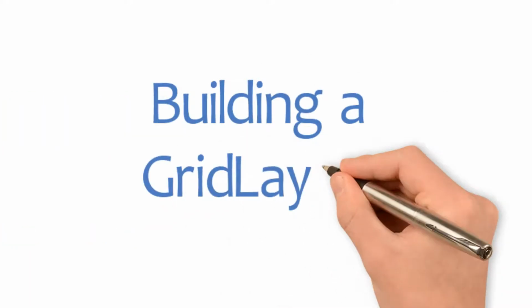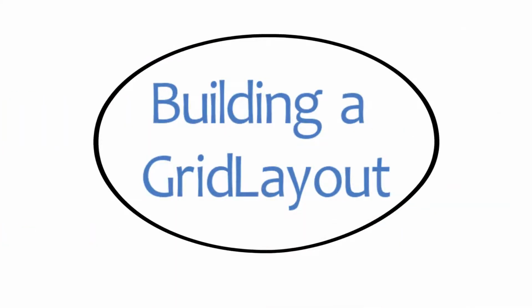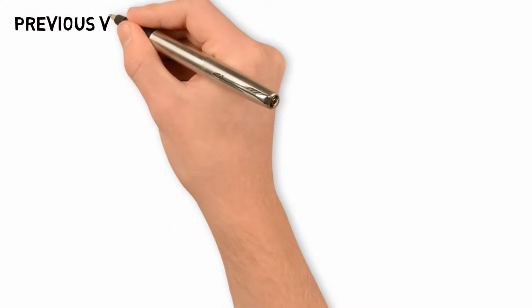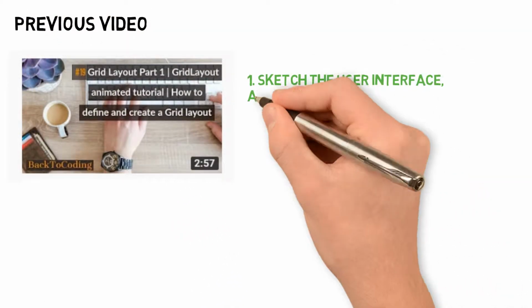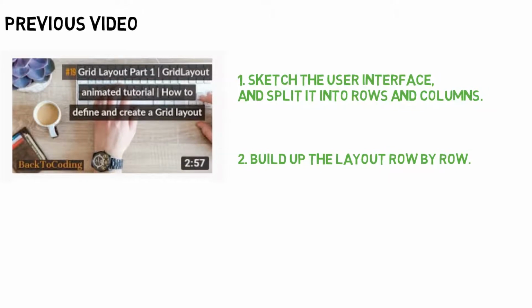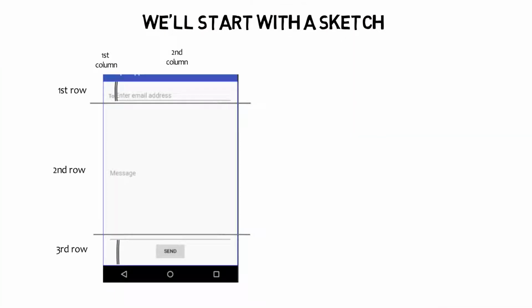Today we'll be talking about building a grid layout. As we have seen in the previous video, we are going to sketch the user interface and split it into rows and columns, build up the layout row by row. The first thing we will do to create our new layout is sketch it out. That way we can see how many rows and columns we need, where each view should be positioned and how many columns each view should span.